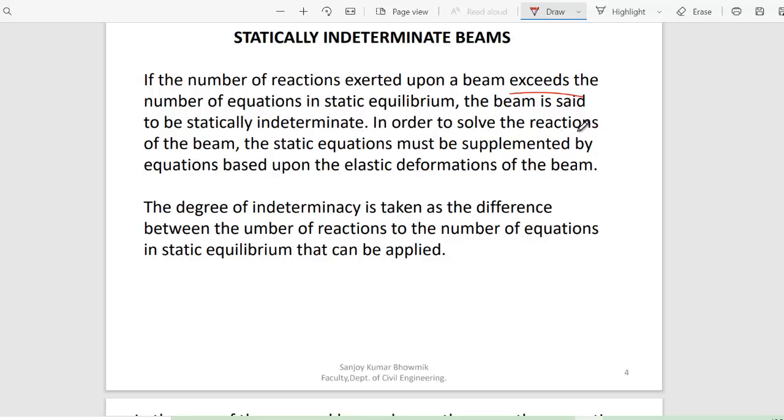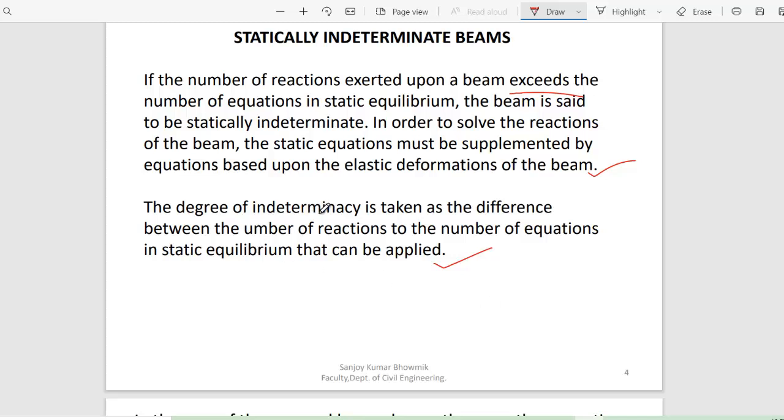In order to solve the reactions of the beam, the static equations must be supplemented by equations based upon the elastic deformations of the beam. So the degree of indeterminacy is taken as the difference between the number of reactions and the number of equations in static equilibrium that can be applied. That is sometimes what we call the degree of indeterminacy.